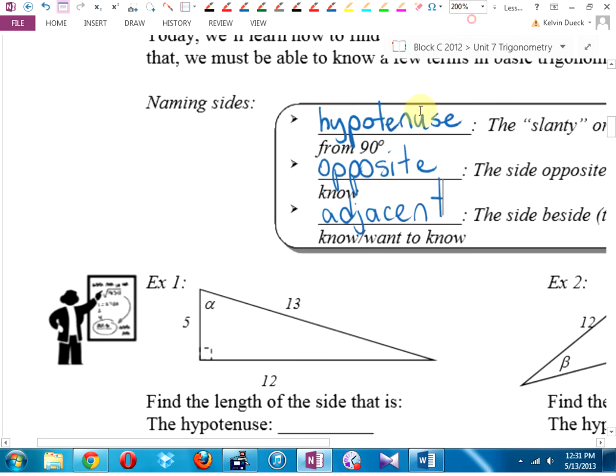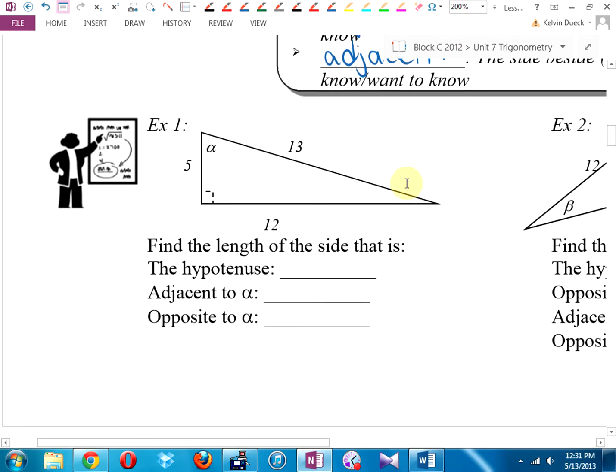I'm going to zoom in on example 1 here. Which one is the hypotenuse? That one is never going to change. It's across from the 90. Let's all of us put a little h right there. The length of the hypotenuse is 13.